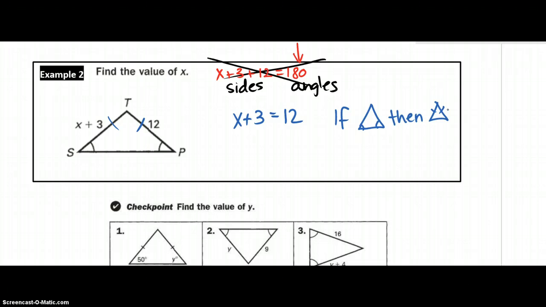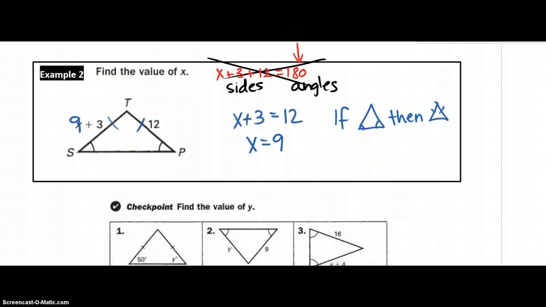They wanted us to find the value of x, so I'm going to subtract 3 from both sides, and I get x equals 9. You could plug that back in and verify that your answer is correct, so you would have 12 on each side, which makes it an isosceles triangle. Any questions?